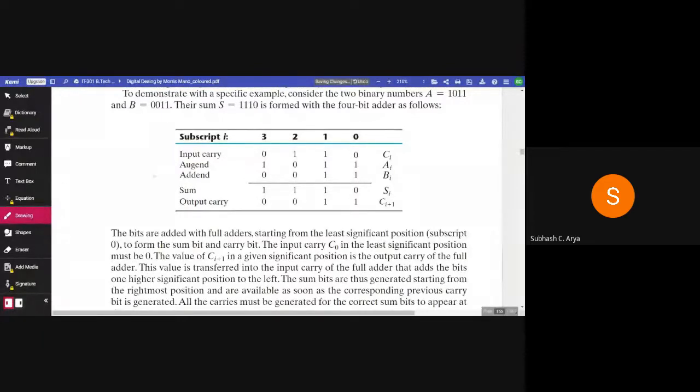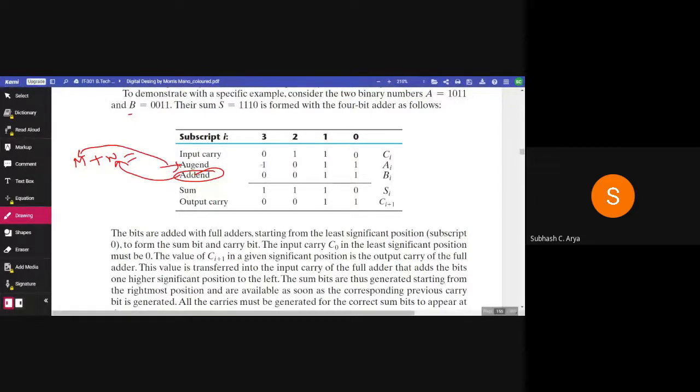Now we are moving towards a more complex issue. Suppose two numbers are there, A subscript I. One number is called augend and another is called addend. Suppose we write M plus N, so the augend is M and the addend is N. We want to add these two numbers.